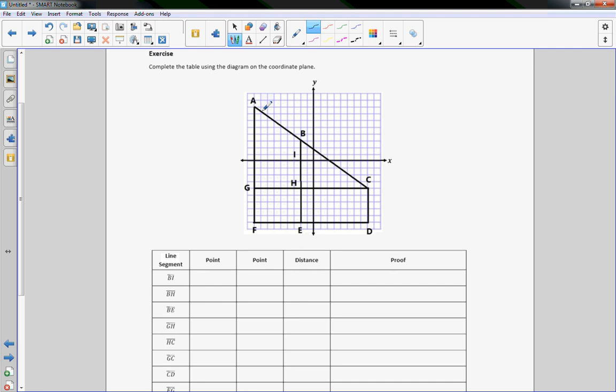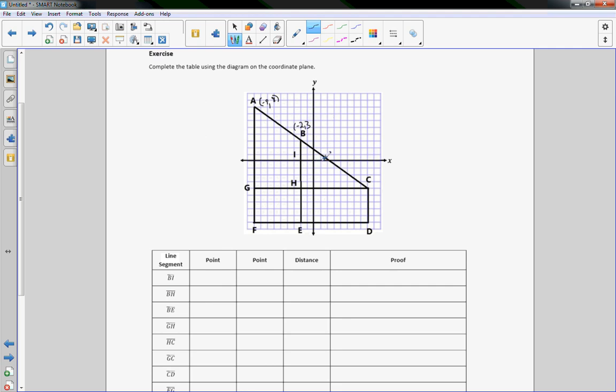Okay, so the first thing I'm going to do is label my diagram. So I'm going to label A, and then I can just use those values. So here's my origin, -1, -2, -3, 4, 5, 6, 7, 8, 9. So this is -9. And this is 1, 2, 3, 4, 5, 6, 7, 8. So this is 8. B is -2, 3.